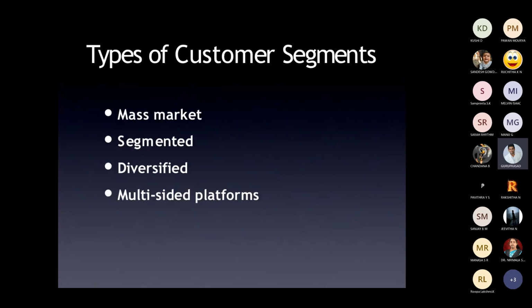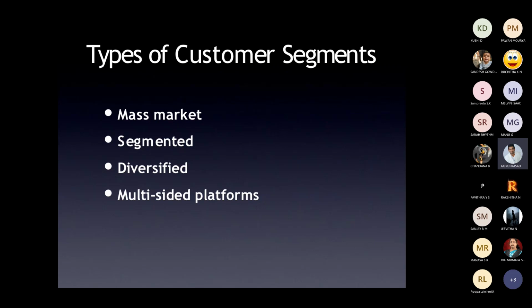What are those types of customer segments? There is a mass market. We can focus on one large group of customers with broadly similar needs or problems. Say, for example, in a college I need to start a canteen. Which customer segment is liking what? I need to target the mass market. Everyone will like pani puri, so I will focus on the large group of customers. A large group of people will like pani puri, so I can start with pani puri.